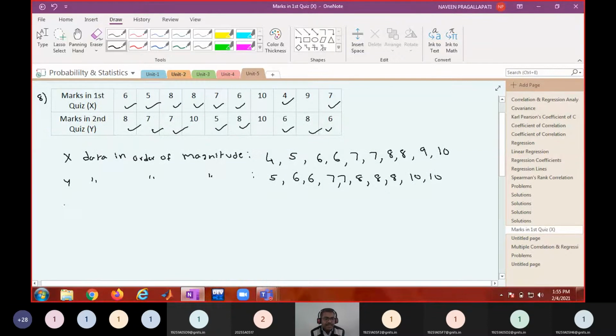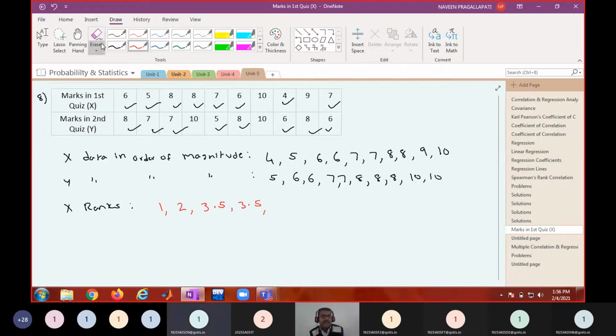X ranks. 4 is in the first position, 1; 5 in the second. Now you see 6 is in the third and fourth positions. So we don't write 3 and 4; we take the average of the third and fourth positions. 3 plus 4 is 7, 7 by 2 is 3.5. So we'll write 3.5 and 3.5. Is this clear to you?